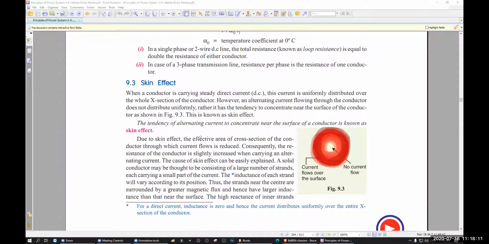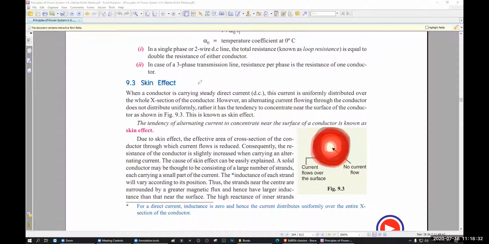Due to the skin effect, the effective area is reduced. What is the problem with this? This part is useless, right? That means the effective area where the current is flowing is reduced. Consequently, the resistance of the conductor will be slightly increased. Why? Because you are not using some part of your conductor.